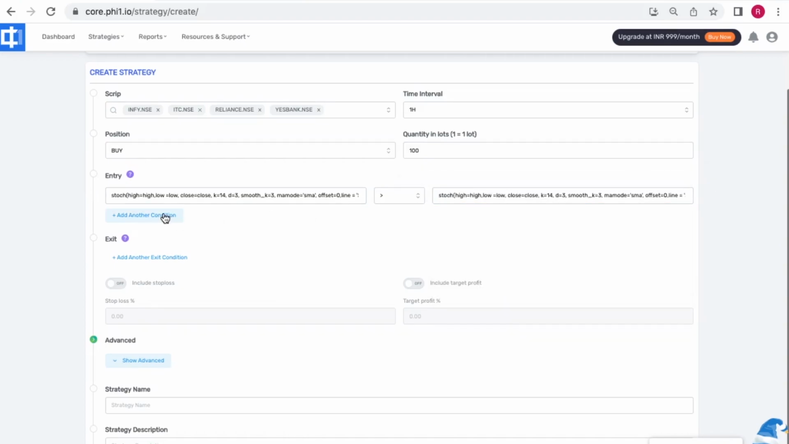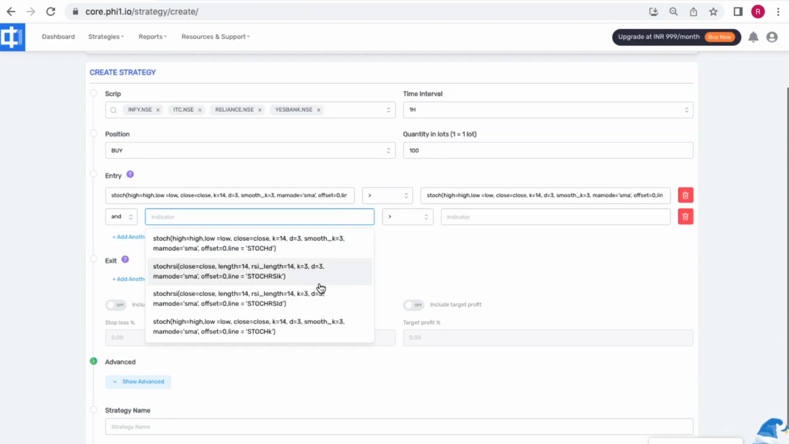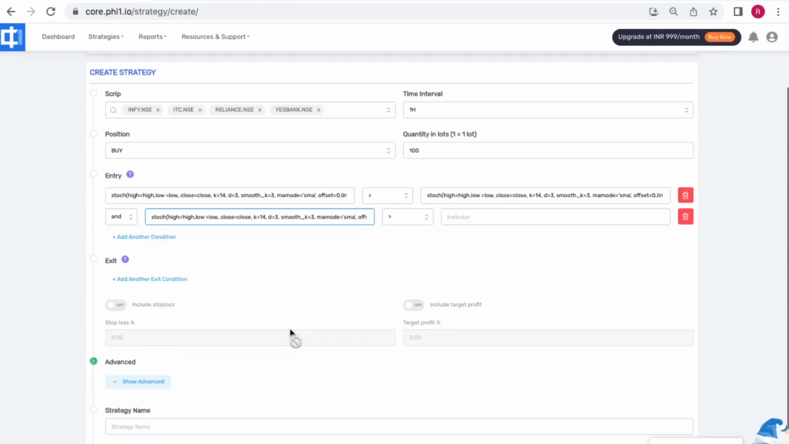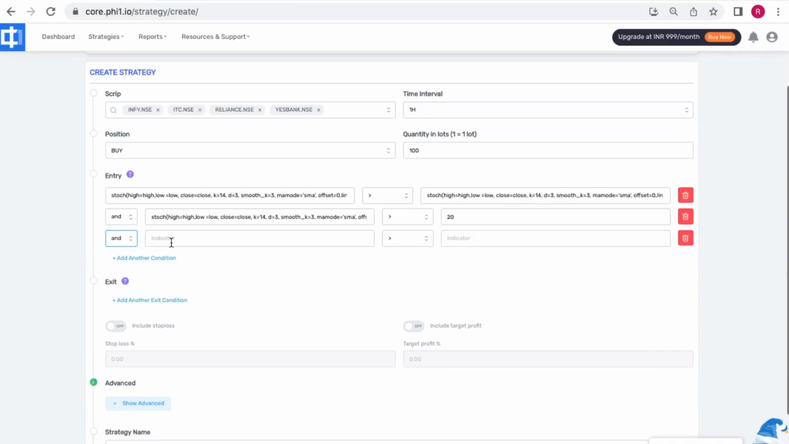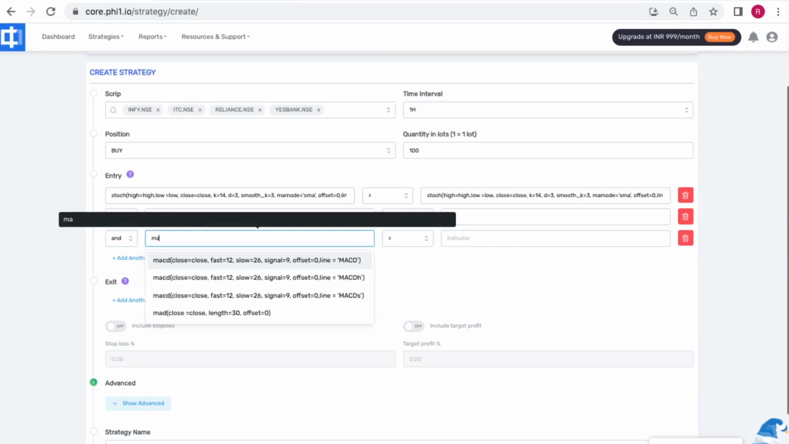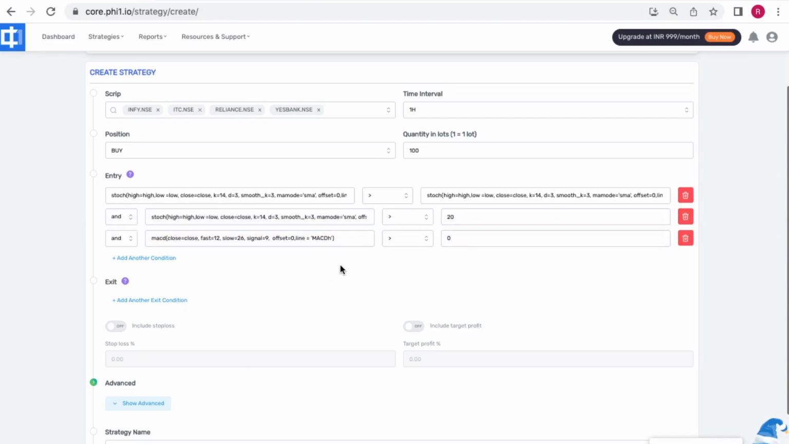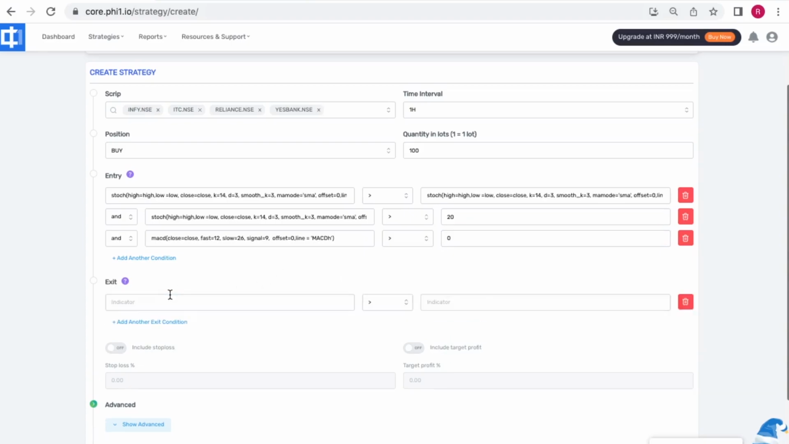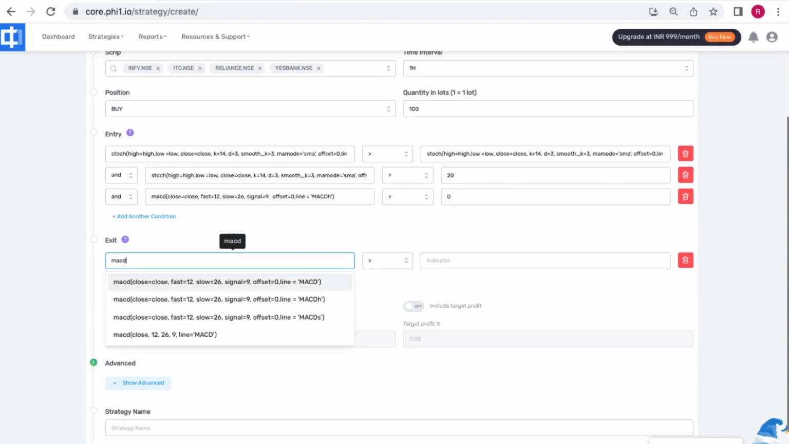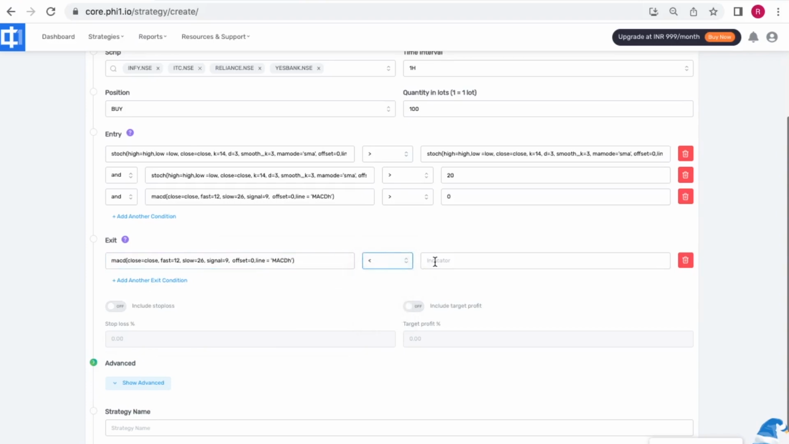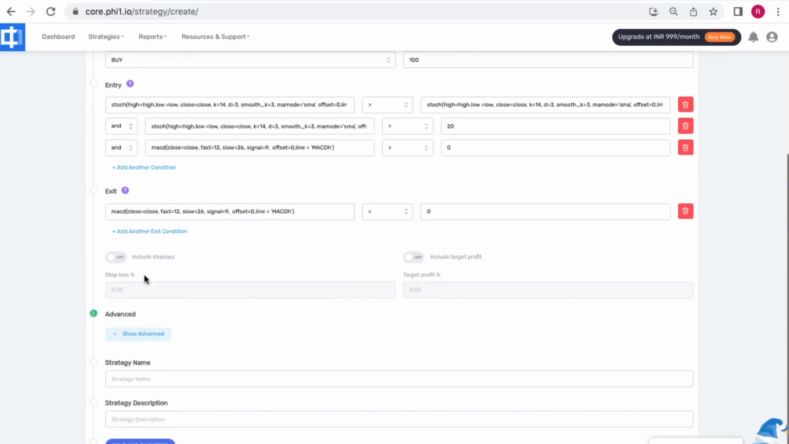Confirmed with, of course, the value of the stochastic indicator needs to be above 20 and confirmed by the MACD histogram being greater than 0. This also means that the MACD line should be greater than the signal line, should cross above the signal line. Now my exit condition, I am only going to add my MACD histogram going below 0, which enters a negative trend.